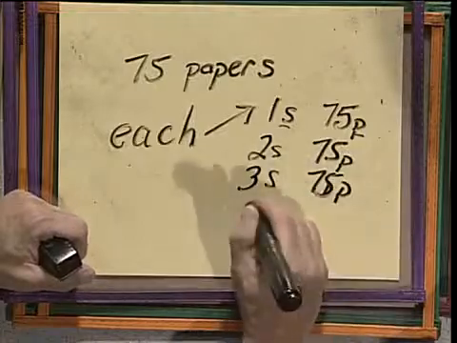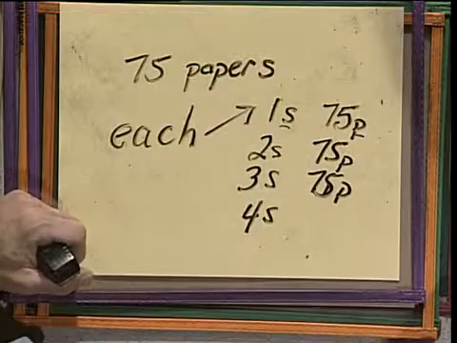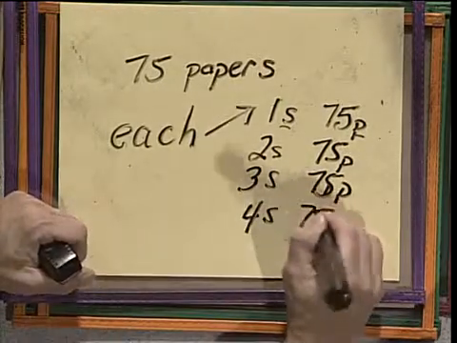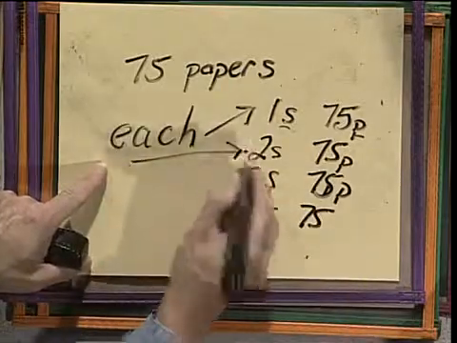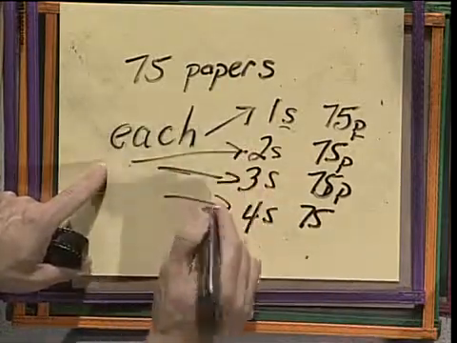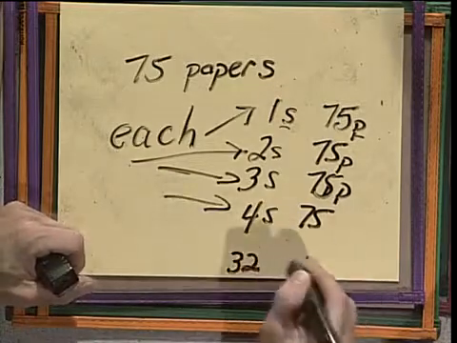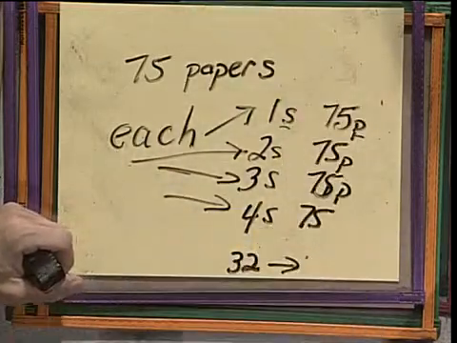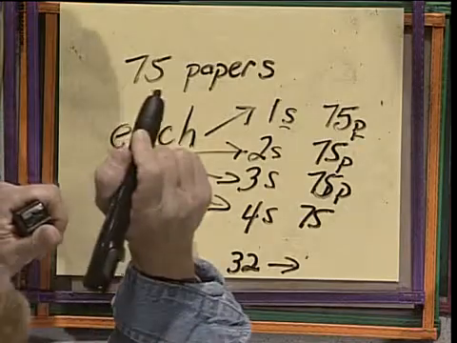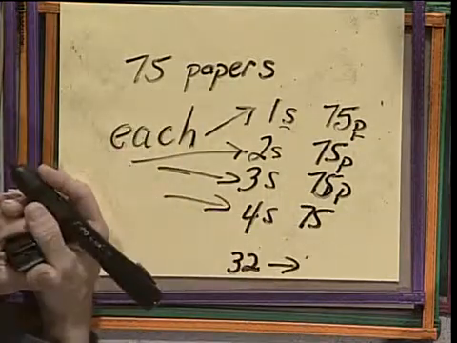As well. How much will the fourth student get? 75. Exactly. That's what we mean by each student. Each of them is getting the same amount. Now, she has 32 students. Do I want to write down 75 32 times and then add that up?